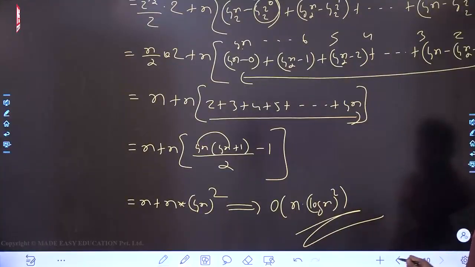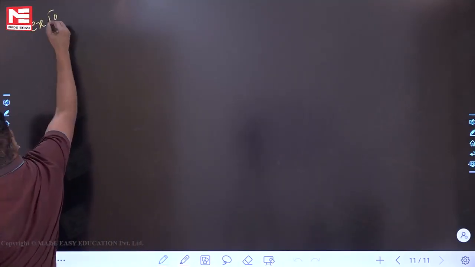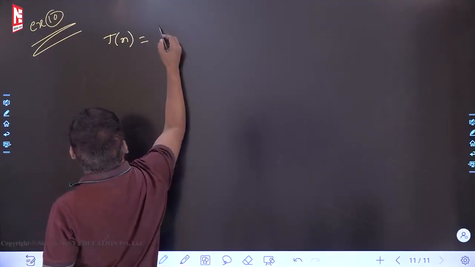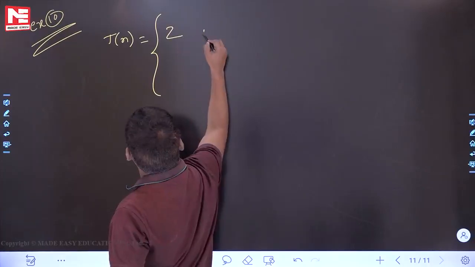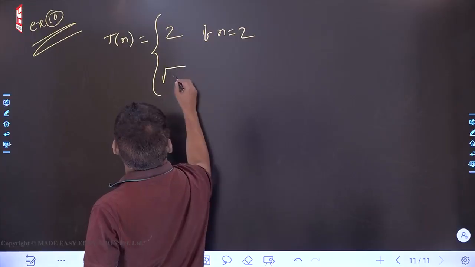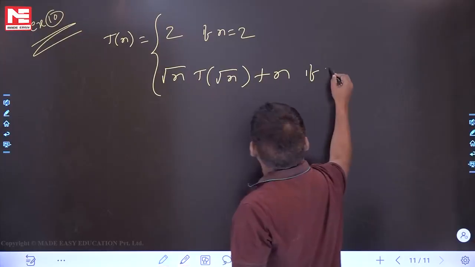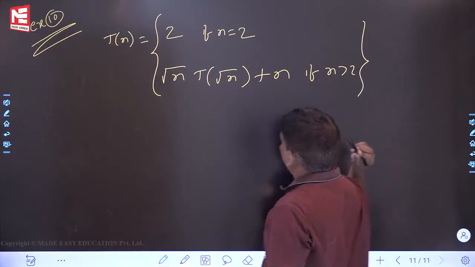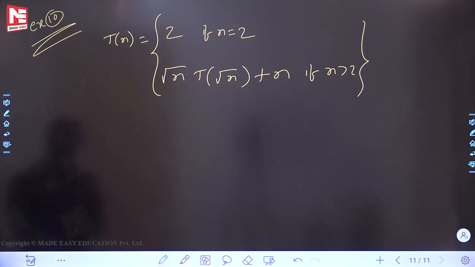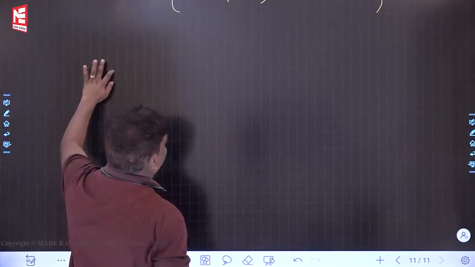Let's go to one more problem. Example 10. Let's see. T(n) is equal to 2 if n is equal to 2. Otherwise, T(n) is equal to root n times T(root n) plus n if n is greater than 2. Right, this is the problem.